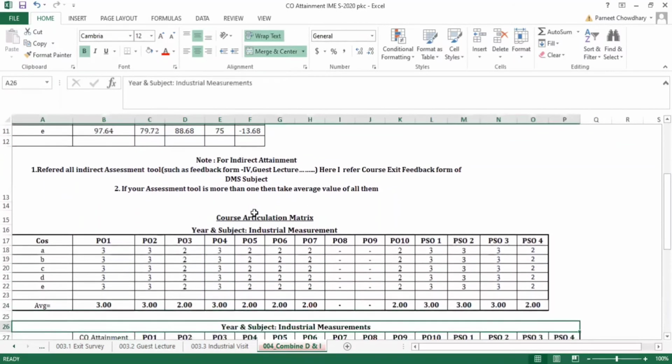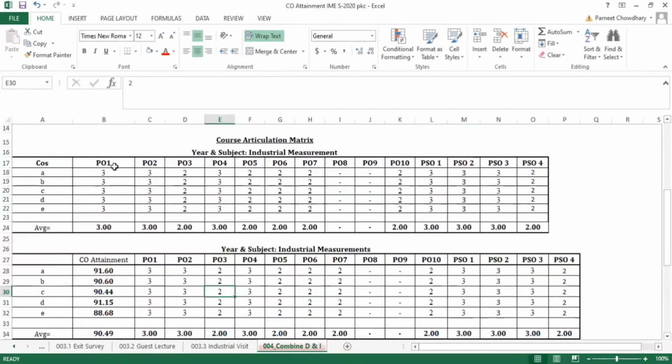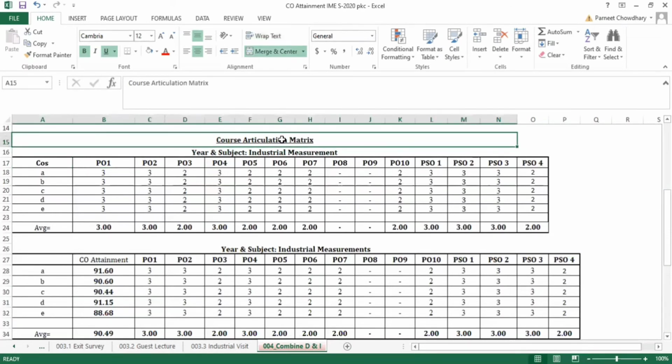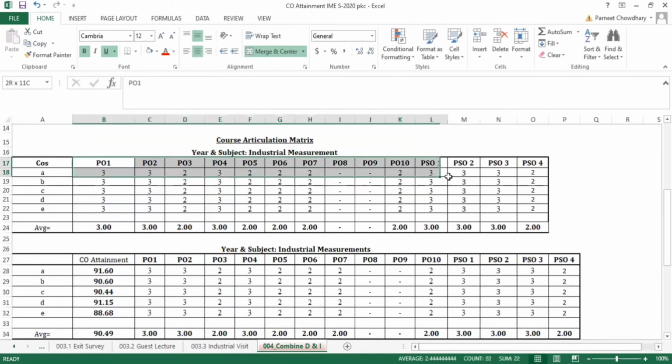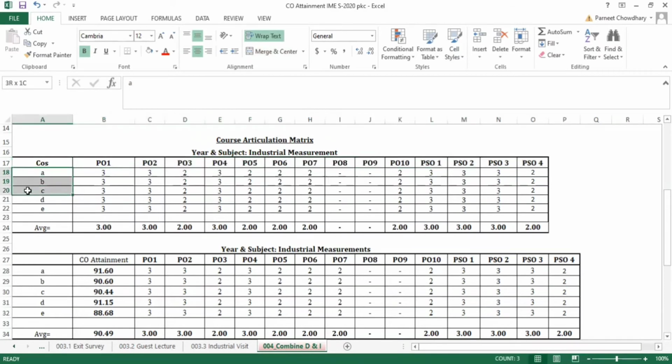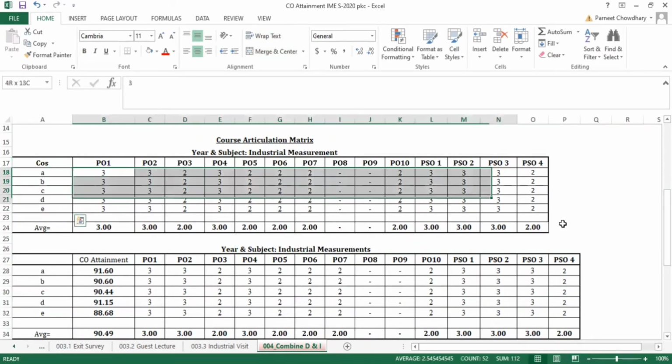Now after this, below is the course articulation matrix. At the very beginning of the semester, we prepare this course articulation matrix of our subject based on the COs and POs. We have a list of program outcomes and program specific outcomes, POs and PSOs. And for the subject, we have got these COs. So we have prepared this course articulation matrix. We have entered these values in our academic diary. The same values I have put forth over here.